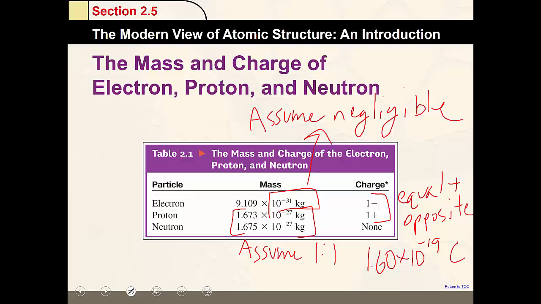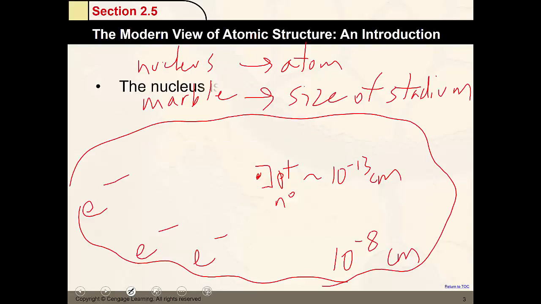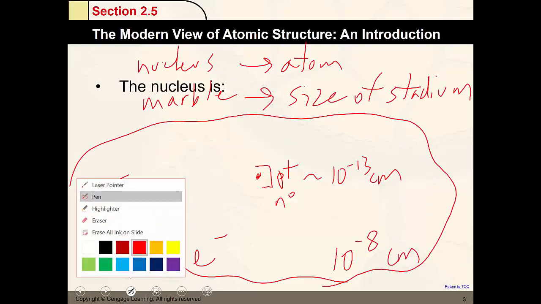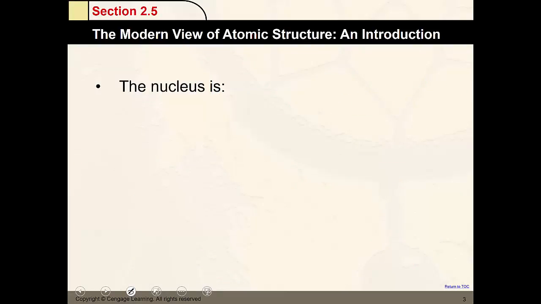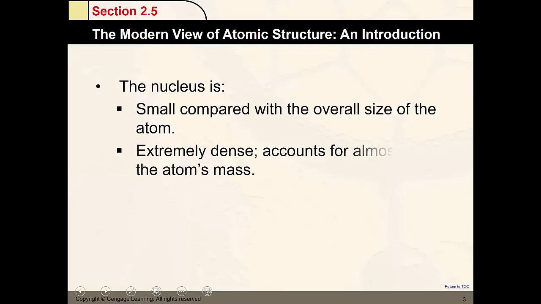Okay, so in the nucleus, you find the protons and neutrons. And then outside the nucleus, you find the electrons. Okay. So that means the nucleus is very dense since it contains all the mass, or almost all of the atom's mass. So that means if a piece of nuclear material, if you had just the size of a pea, so about a marble, it would weigh 250 million tons.